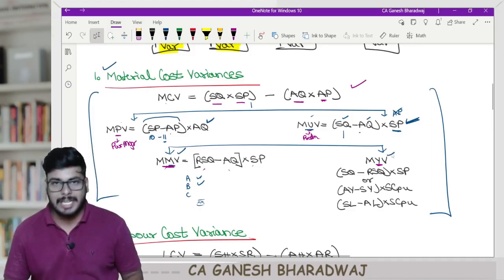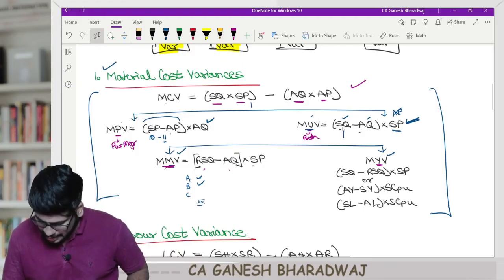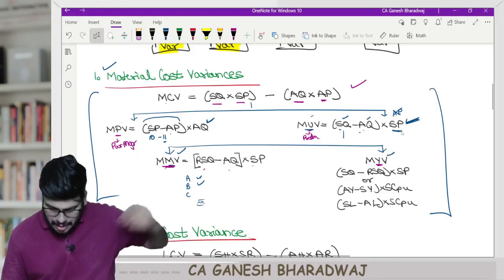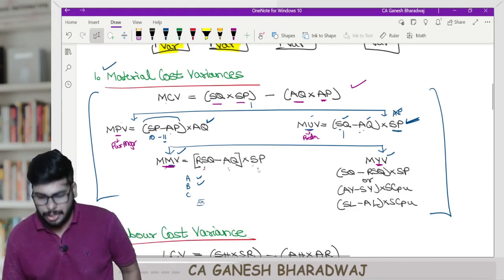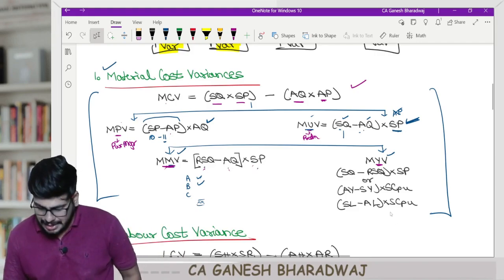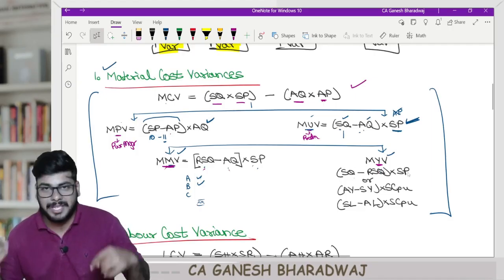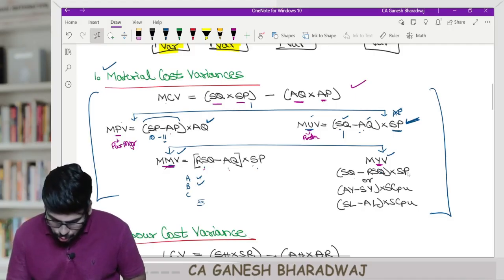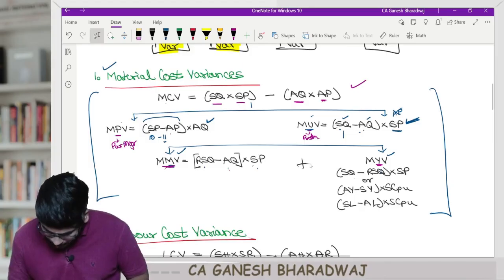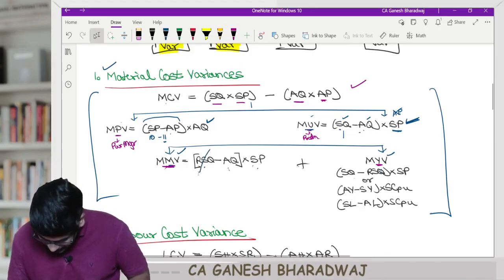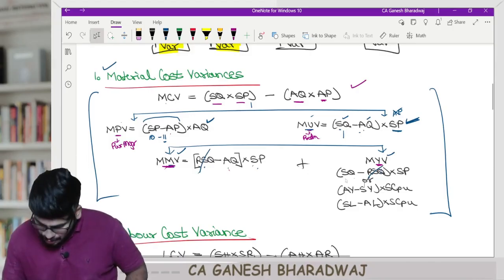And material yield variance is what? It is the balancing figure. Now look at this. We need to arrive at this figure: standard quantity minus actual quantity into standard price. On one side we have what? Revised standard quantity minus actual quantity into standard price. So this is going to be the balancing figure. It's going to be standard quantity minus RSQ into standard price. Or in other words, if you add up these two, RSQ and minus RSQ get cancelled. Now what happens? Finally you get what?